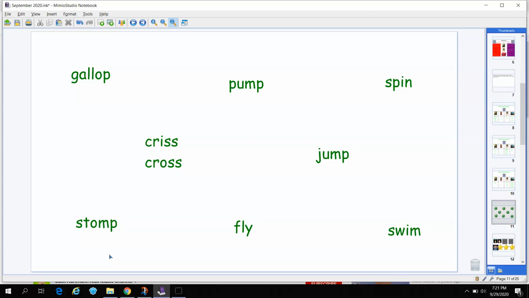Check out your sentences that you've written so far. Do you have any action words in them? Go ahead and circle those action words in your writing. If you don't have any, maybe you want to add one in. See if there's a place that you can put one. Action verbs are very important to use when we write.